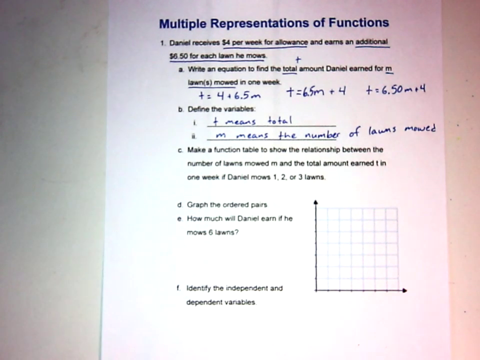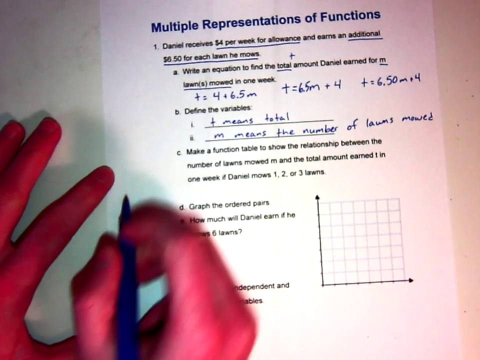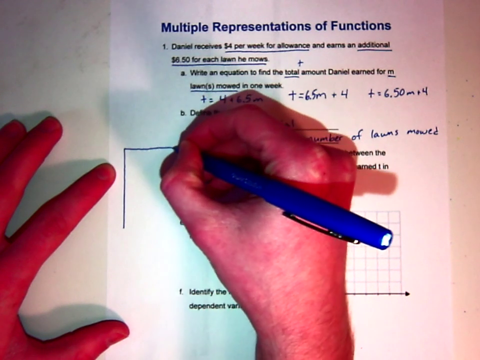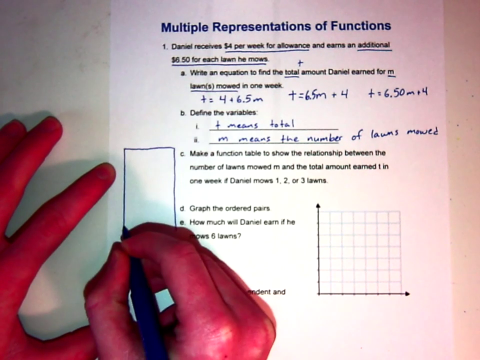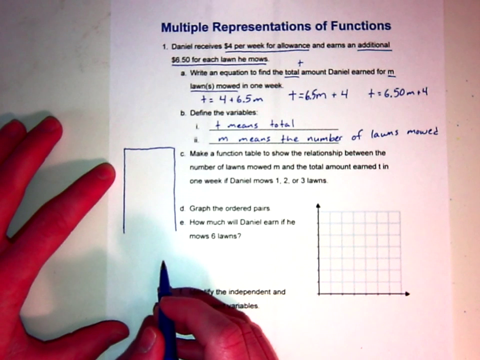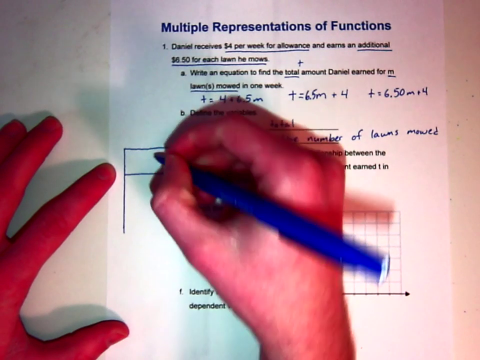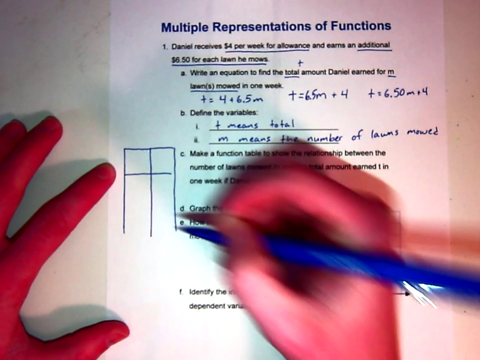For letter C, part C, it says make a function table to show the relationship between the number of lawns mowed M and the total amount earned T in 1 week if Daniel mows 1, 2, or 3 lawns. Okay, so here we go. I'm going to make my table, and we have learned that function tables can take a vertical or horizontal shape. We're going to go vertical, okay? So my input, okay, I need to understand what's my input.